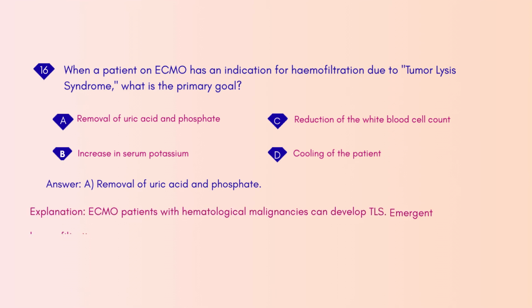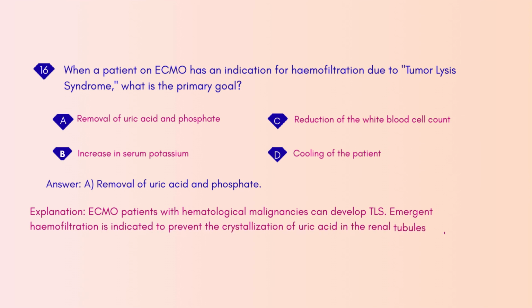Explanation: ECMO patients with hematological malignancies can develop TLS. Emergent hemofiltration is indicated to prevent the crystallization of uric acid in the renal tubules and to manage life-threatening hyperphosphatemia.